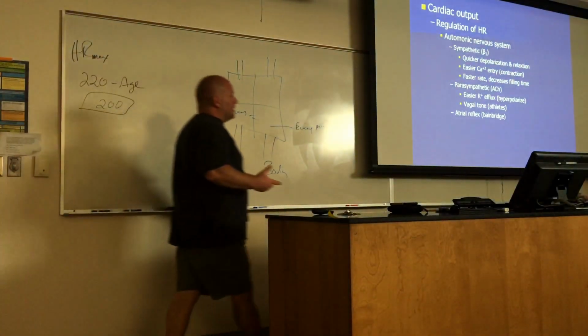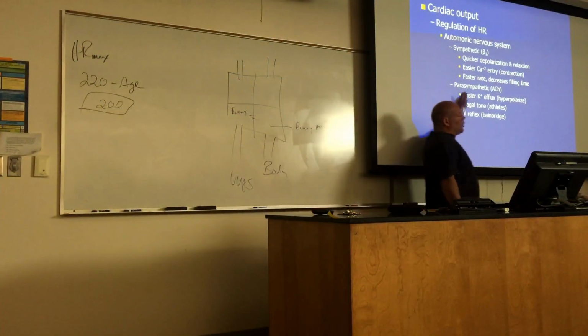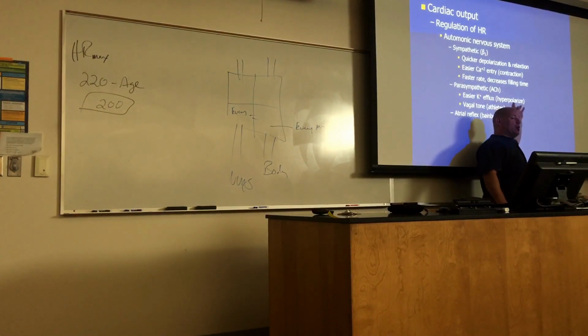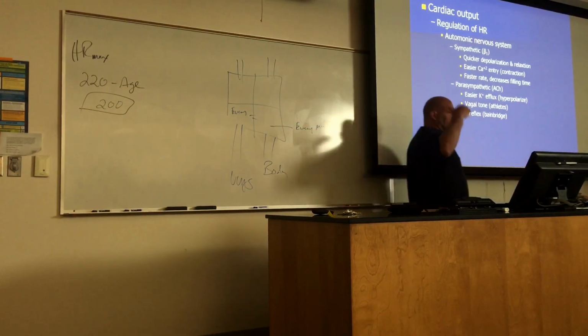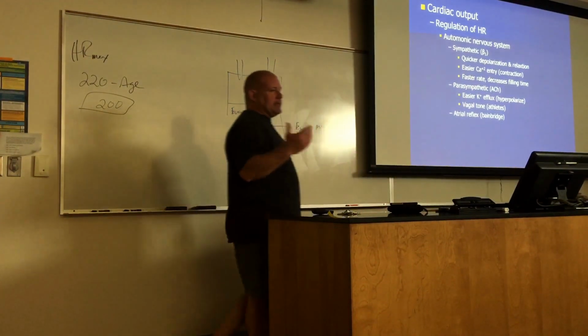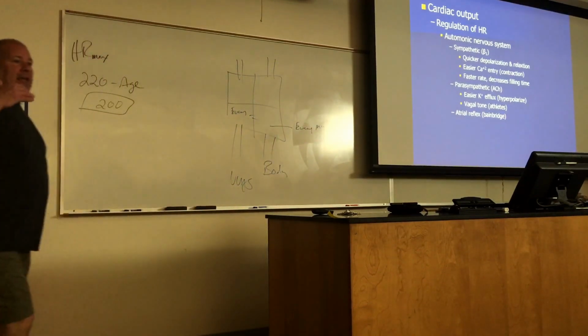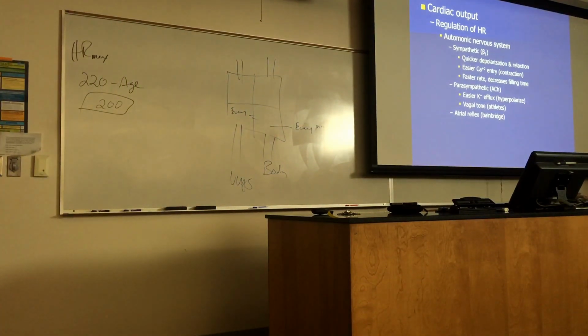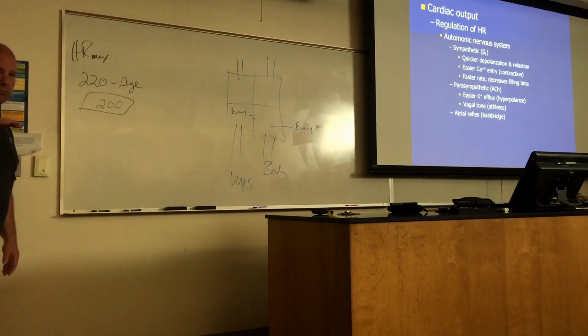Okay? Now our parasympathetic, again, it allows for more potassium to leave, so we hyperpolarize the cell. When we hyperpolarize the cell, it slows the heart rate down. And as I stated before, as we sit here, our parasympathetic nervous system trumps our sympathetic nervous system when it comes to the heart. It's what's keeping your heart rate low.